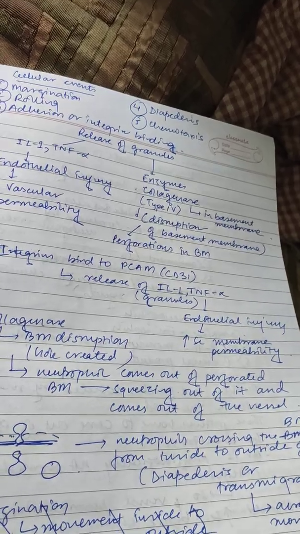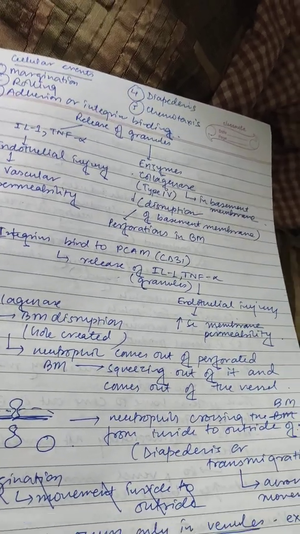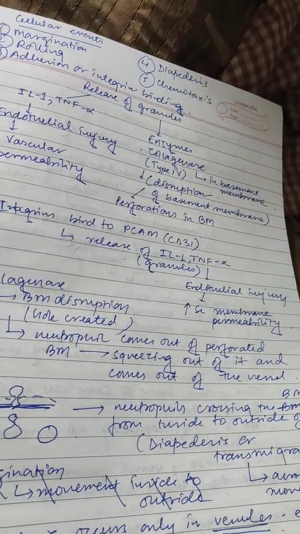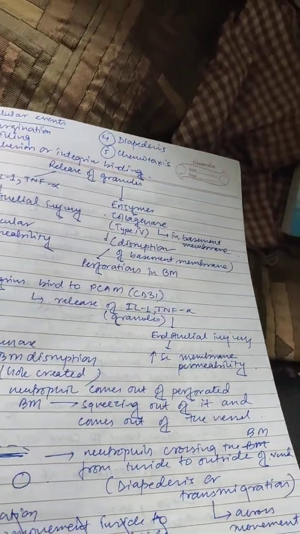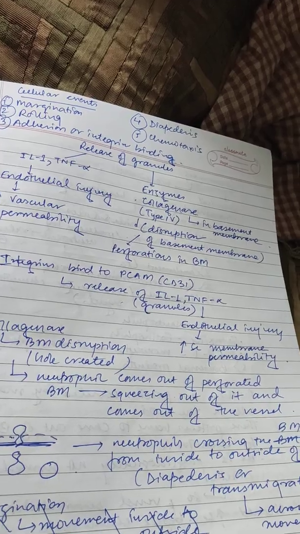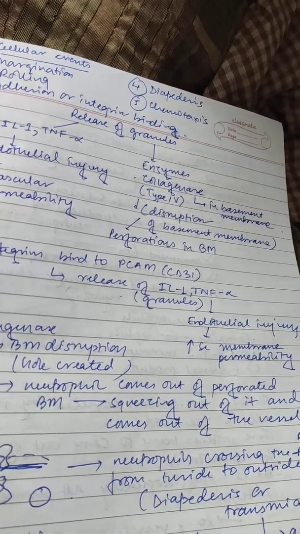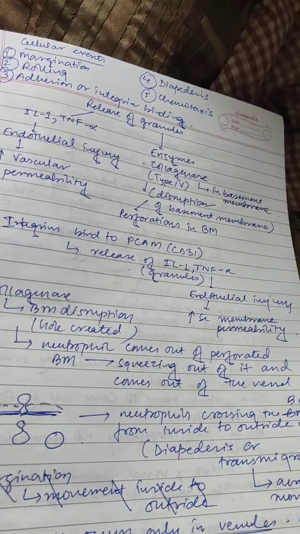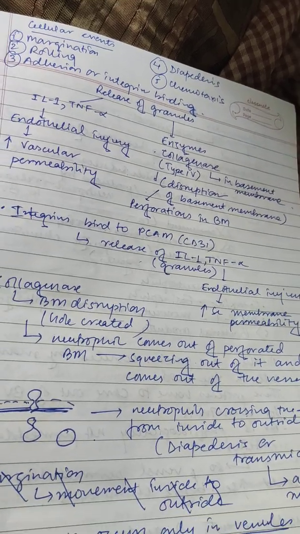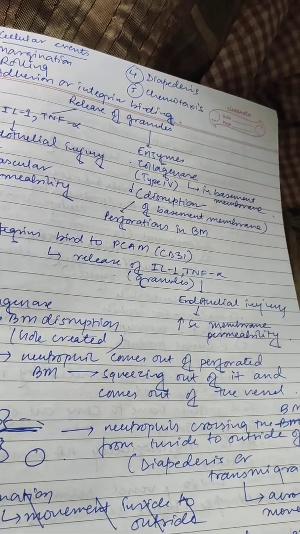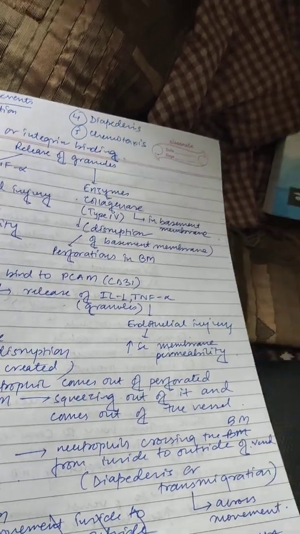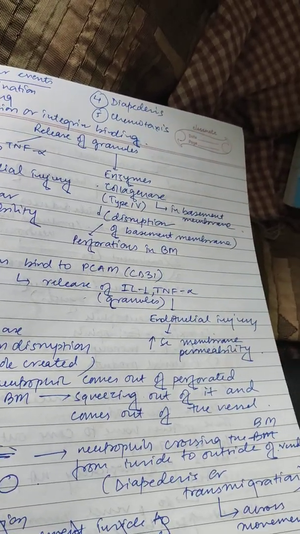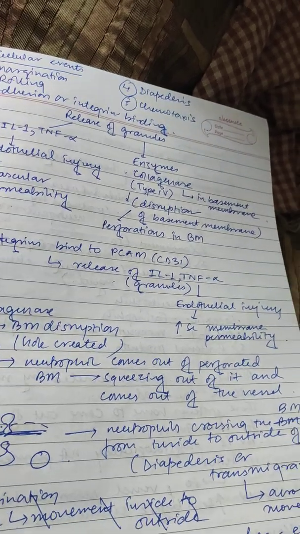So this is an important step. This is known as diapedesis. For diapedesis to happen, we need increased vascular permeability and we need this perforation in the basement membrane. This job is done by the collagenase. So neutrophils release granules. These granules will cause perforations, and through these perforations, neutrophils can come out. So neutrophils can squeeze out of these blood vessels and this basement membrane, and they will lead to diapedesis.